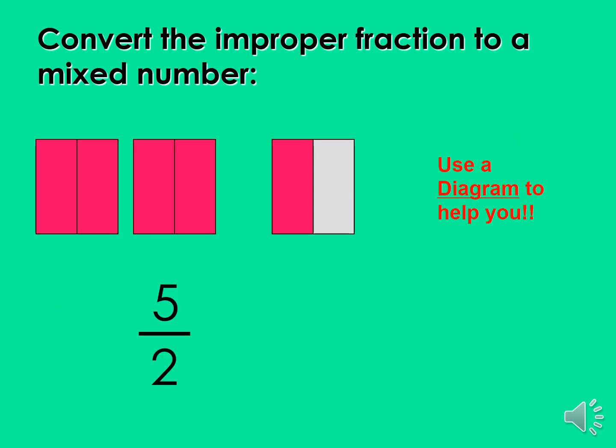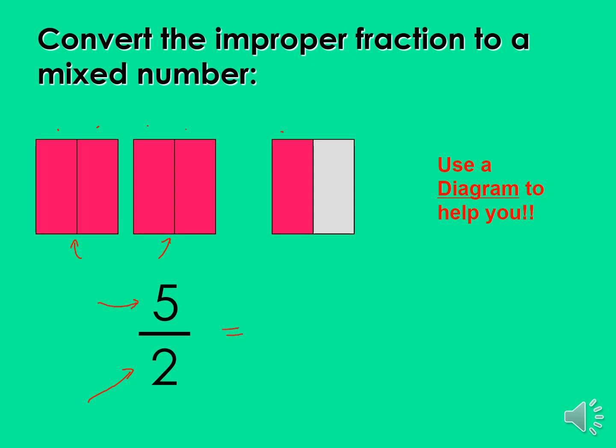Okay, let's have a go at this one. So now we can see each one of the parts is split into 2 parts. So each one of the wholes is split into 2 parts. So that is where the 2 is from. And we can see that all together I've got 1, 2, 3, 4, 5 of those parts. So that is where the 5 is from.